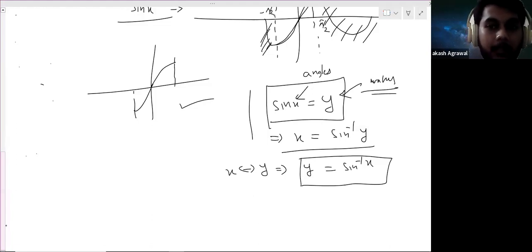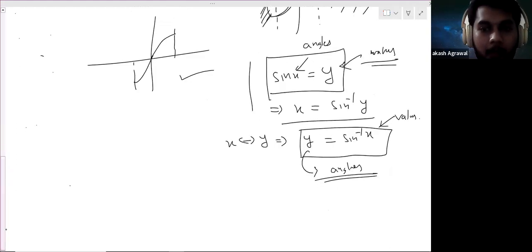So if I'm finding inverse, what happens? I will be putting values and I'll be getting the result as angles. Yes or no? Yes, sir. This thing is clear? Yes.